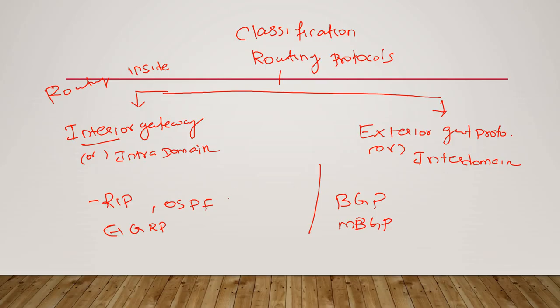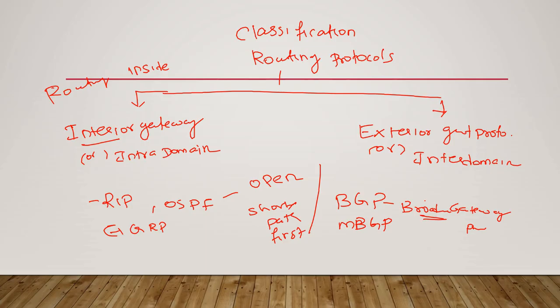What is the abbreviation of these? OSPF is Open Shortest Path First, the open shortest path first algorithm. BGP is the Border Gateway Protocol. The name itself says it: it communicates between the borders, one network with another network.